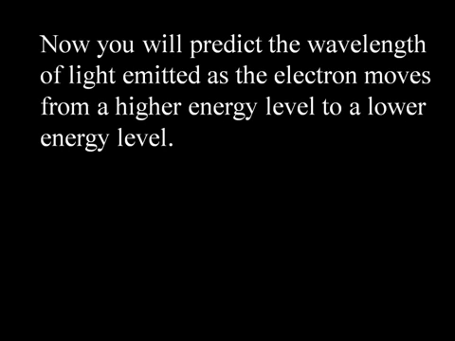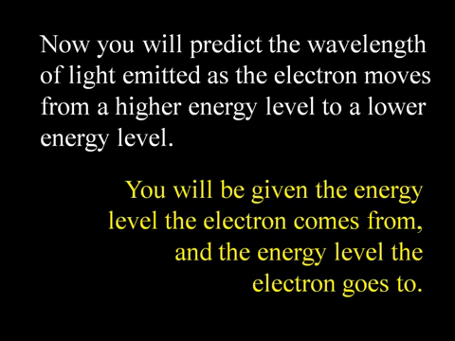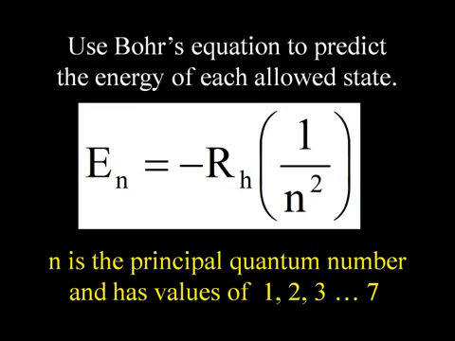What you then have to do is predict the wavelength of the light emitted as the electron moves from a higher energy level to a lower energy level. What I'm going to do is give each group an energy level where it starts and where it ends, and you get to do the calculation.